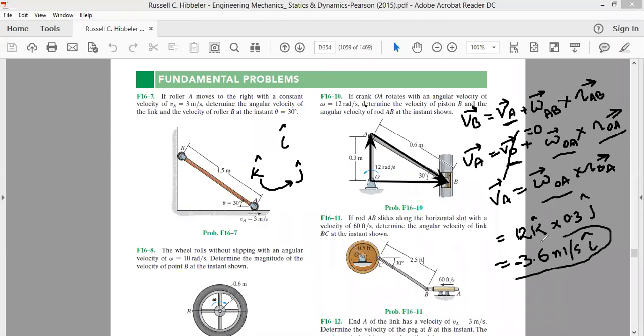So the velocity of point A is minus 3.6 meter per second i cap. That is, A is trying to translate along the negative x-axis with a magnitude of 3.6. Substitute the value of 3.6 meter per second in this equation and we obtain the velocity of point B. Let me give a pause here and join the second class where I will be solving this question fully. Thank you very much.